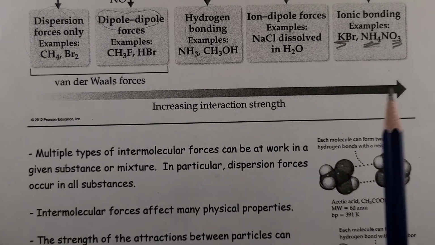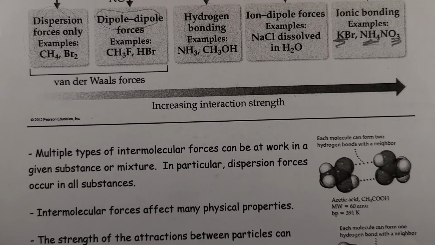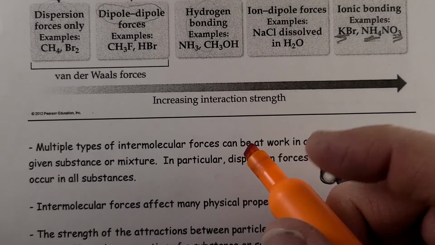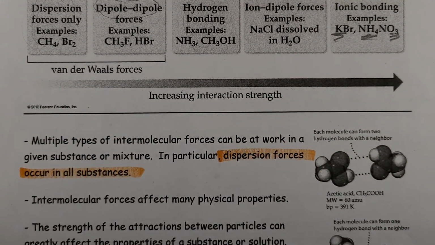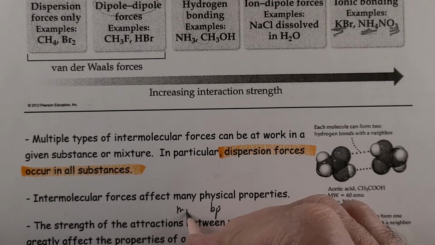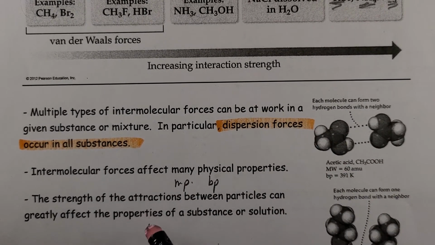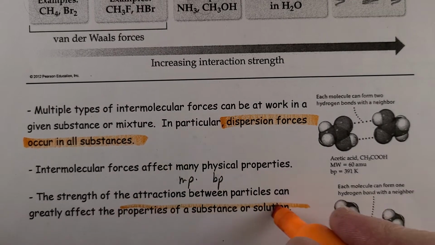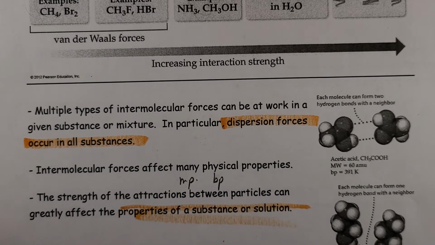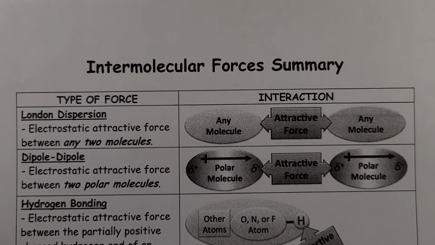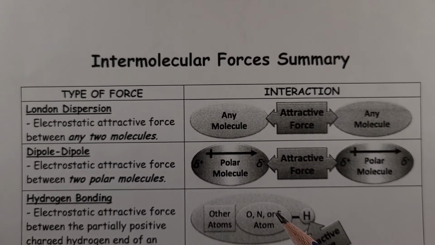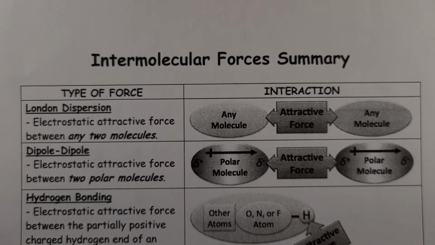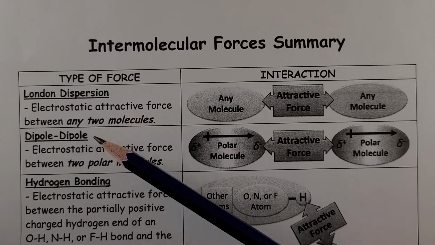So multiple types of intermolecular forces could be at work in a given substance or mixture. In particular, as I mentioned, dispersion forces occur in everything. Intermolecular forces affect many physical properties such as boiling points, melting points, etc. And the strength of the attractions between particles can greatly affect the properties of that substance in a solution and in general. So you also have this sheet on the end, which is kind of a summary sheet of all the four intermolecular forces, starting off with London dispersion forces.